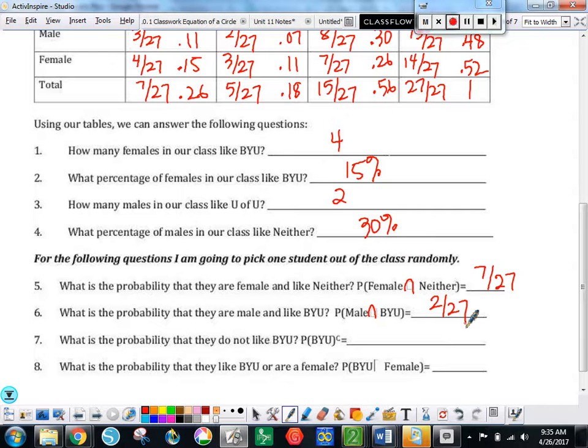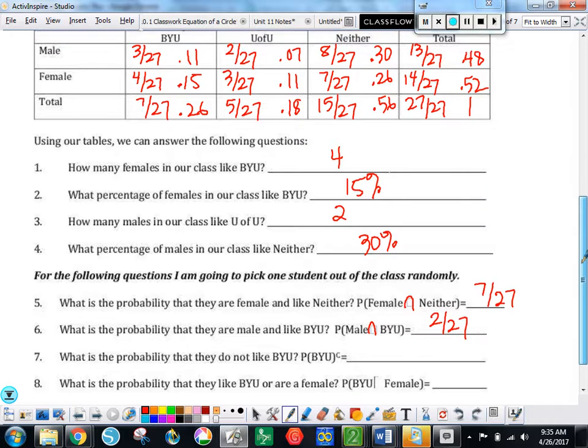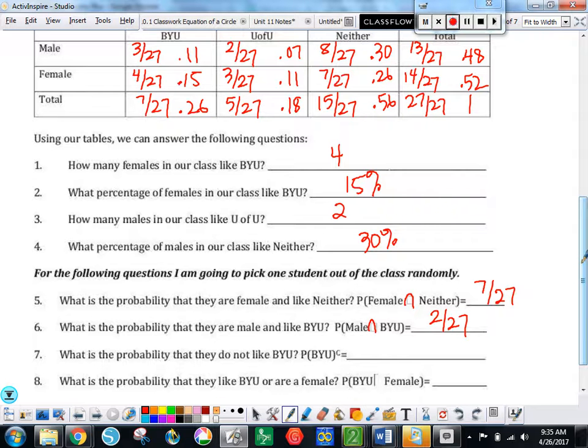What's the probability that they do not like BYU? That's the symbol right here, BYU complement. Now in this case, what am I looking at? I'm just looking at BYU. So these are the people that like BYU, right? 7 out of 27, which means how many people don't root for BYU? There are 20, because it's everything else. So this would be 20 out of 27.